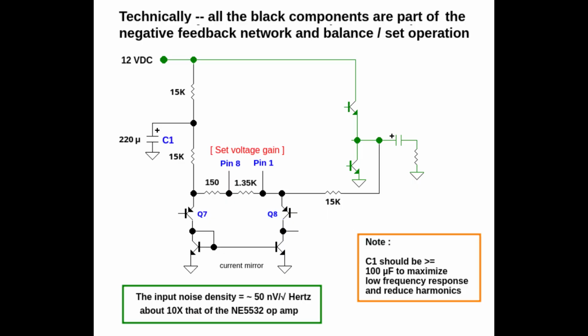Finally, from careful bench experiments and SPICE-based analysis, C1 should not be less than 100 microfarads to get proper low-frequency bandwidth and to reduce harmonic distortion somewhat. Life is too short for 100 microfarad audio bypass caps, so my audio capacitor collection starts at 220 microfarads.